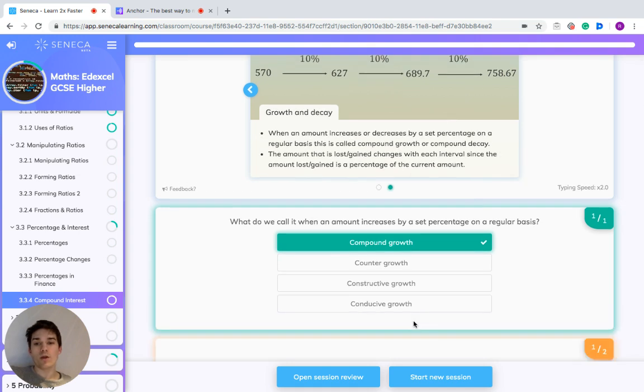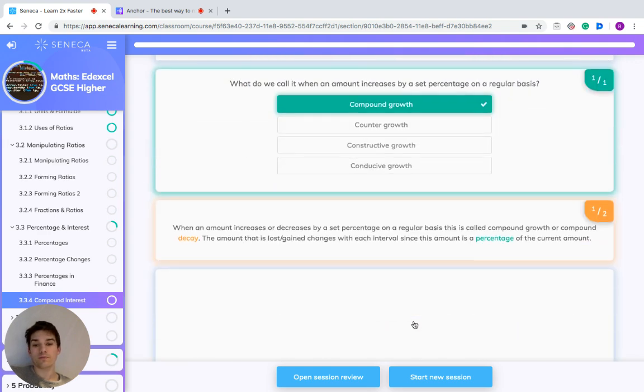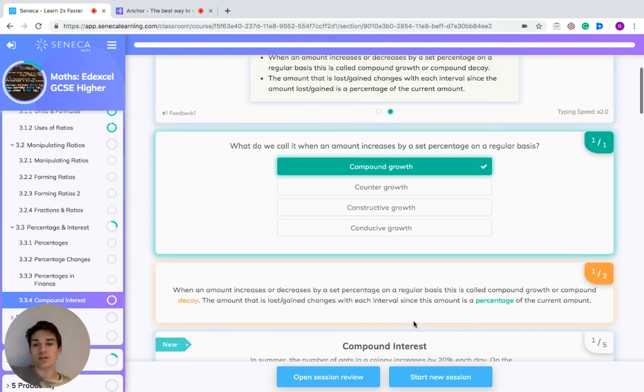So remember, what do we call it when the amount increases by a set percentage on a regular basis? That's what we call compound interest or compound growth. And when the amount increases or decreases by a set percentage on a regular basis, this is called compound growth or compound decay, depending on if it's increasing or decreasing. The amount that's lost or gained changes with each interval, since this amount is a percentage of the current amount.